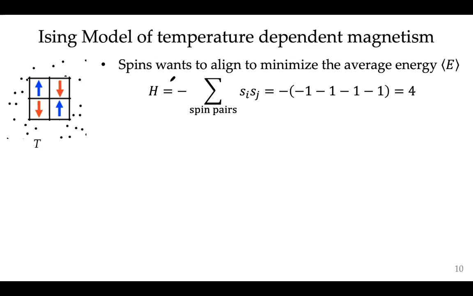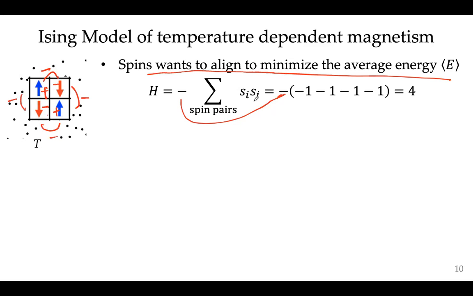Okay, so as I said before, spins want to align to minimize the average energy. Let's say you have this particular configuration. How do you calculate the total energy? You have to count all the spin pairs. The negative sign is in the formula here. So let's count the energy of the spin pairs. These are in opposite directions. So let's say this is plus, this is negative, this is negative, this is plus. When you multiply them, it's a negative sign. So we get negative here. If you multiply these two, -1, and this one is also -1.